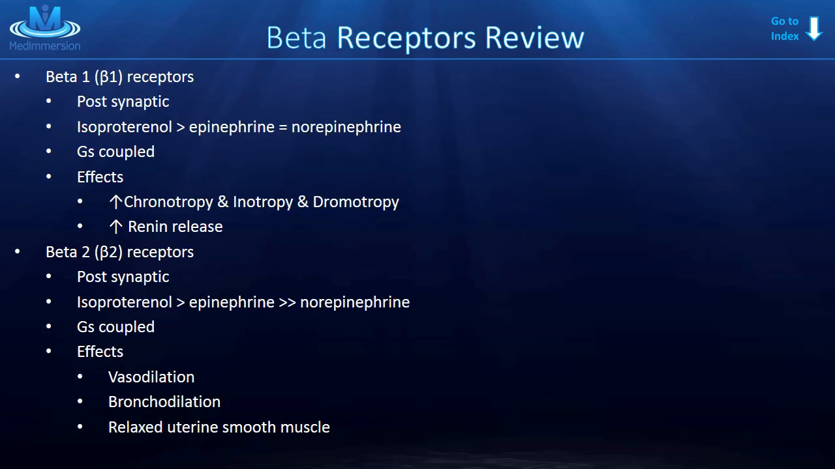Now on to the review. So beta 1, postsynaptic, beta 2, postsynaptic. They are both very sensitive to the non-selective beta agonist, isoproterenol, and they're both GS coupled. That helped me remember it, at least. So what are the effects? Well, beta 1 increases the speed and strength of the heart, increases renin release. Beta 2 dilates things such as vessels and the bronchi, and also relaxes smooth muscle.